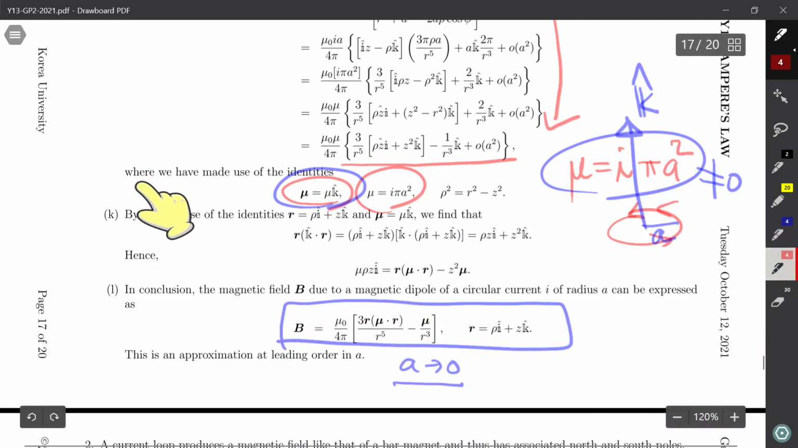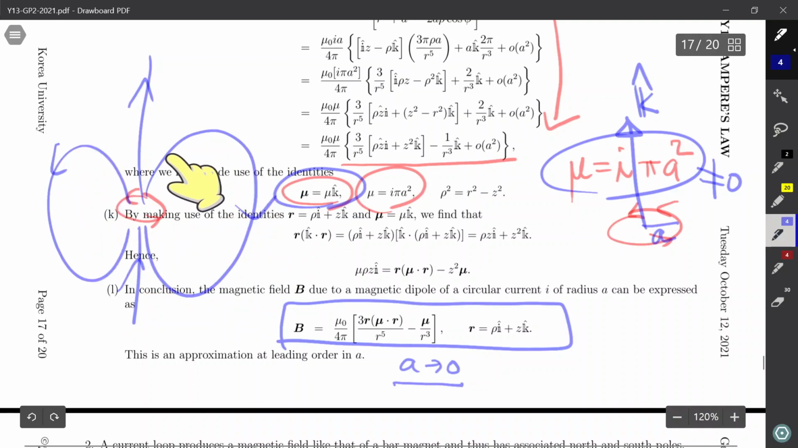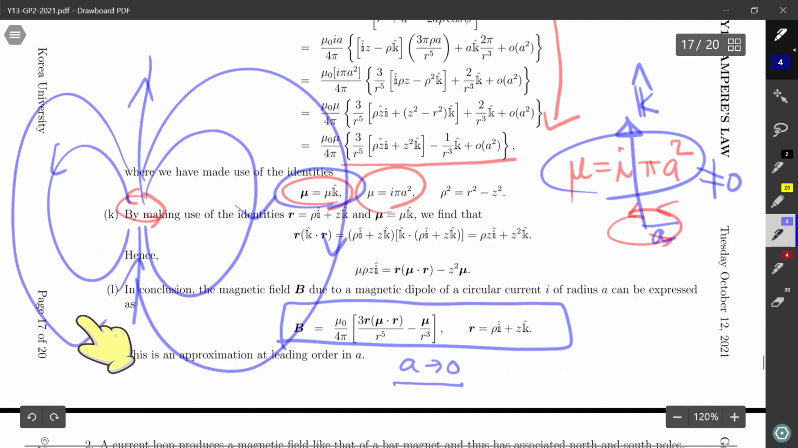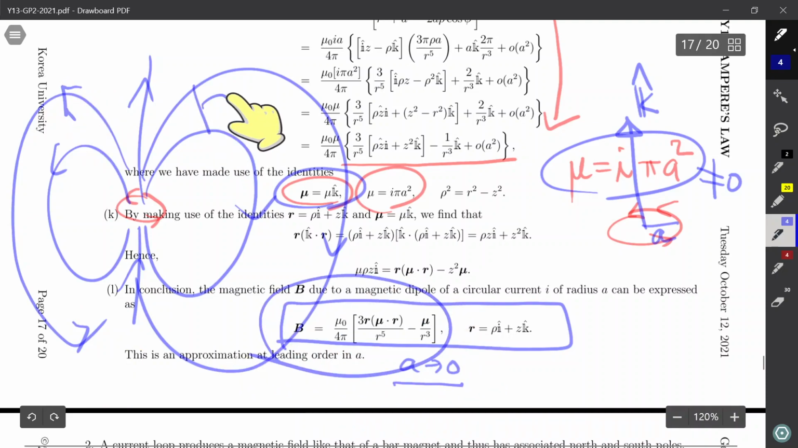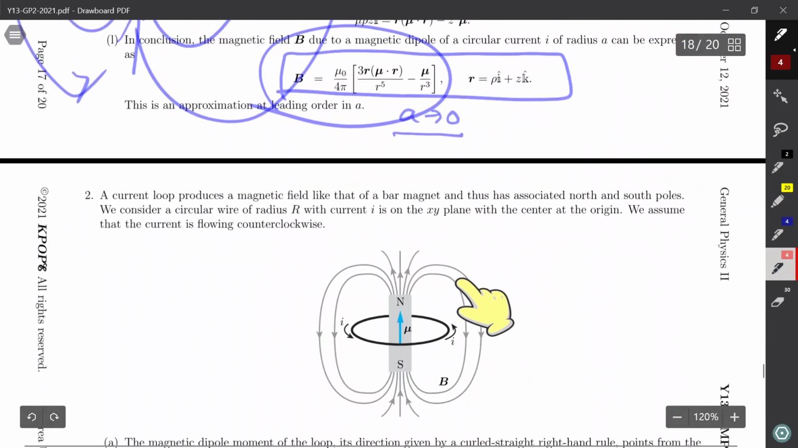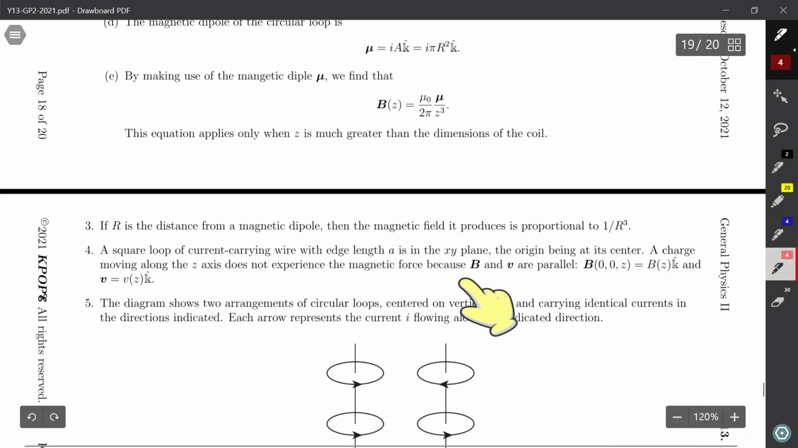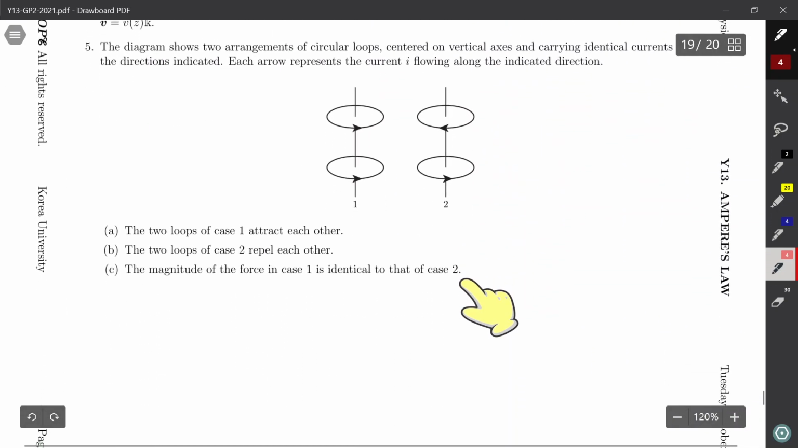That is, usually we have a magnetic dipole, and we draw the magnetic field lines like that. This one is actually coming from this expression. This is the magnetic field, and this is the magnetic dipole. A magnetic dipole generates the magnetic field in such a way. The remaining part is a simple application of derivation.